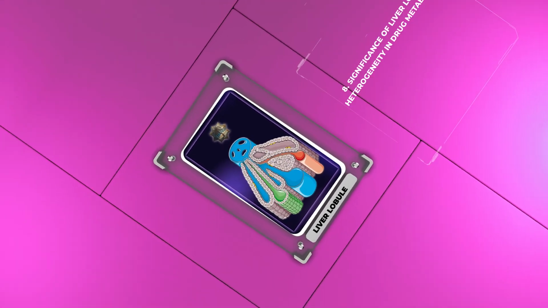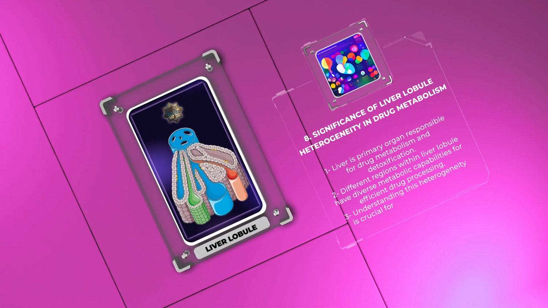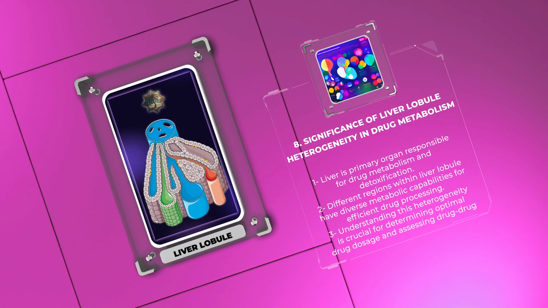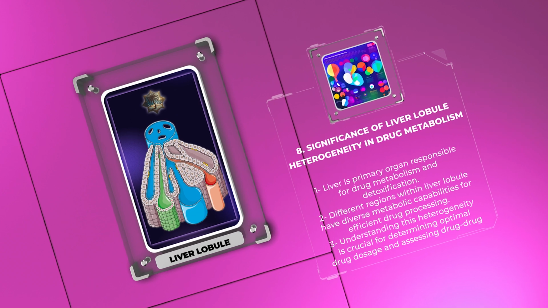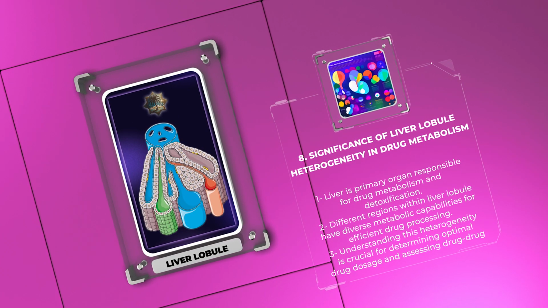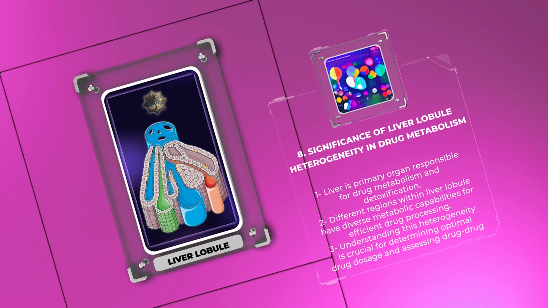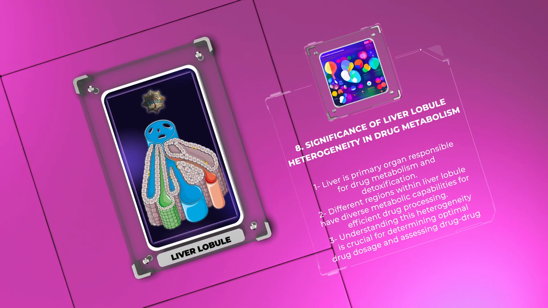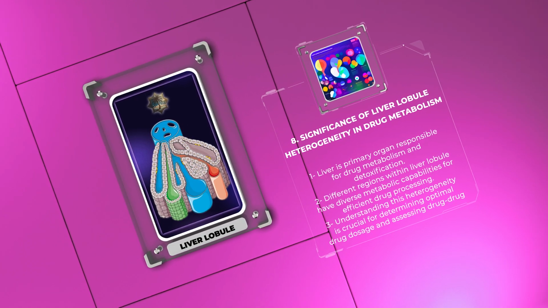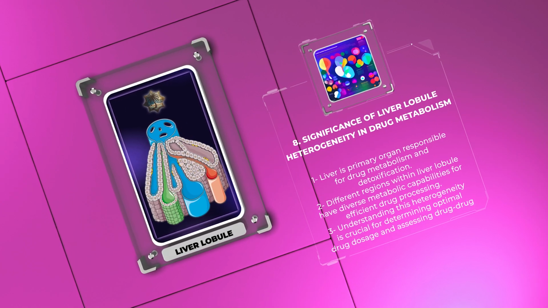The liver is the primary organ responsible for drug metabolism and detoxification. The diverse metabolic capabilities of different regions within the liver lobule ensure efficient drug processing. For instance, certain drugs may undergo phase I metabolism in the periportal zone, while others may undergo phase II metabolism in the pericentral zone. Understanding this heterogeneity is crucial for determining optimal drug dosage and assessing potential drug-drug interactions.